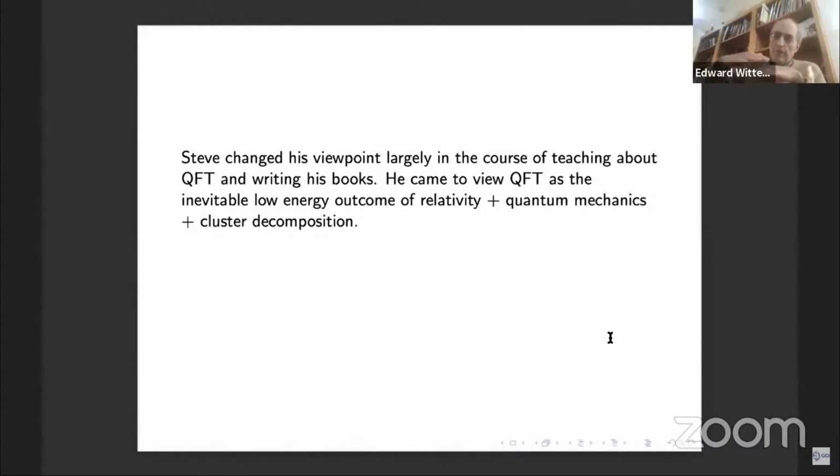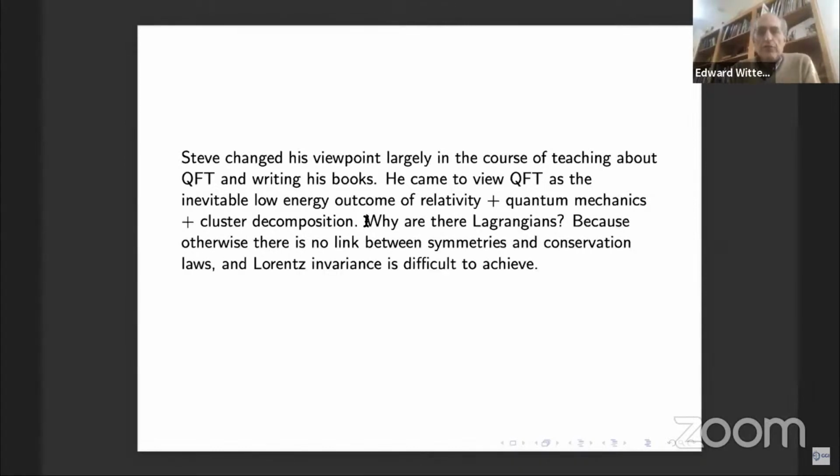So quantum mechanics means that you're going to have a Hamiltonian, a Hilbert space and a Hamiltonian acting on it. But relativity, well, okay, why is the Hamiltonian built as an integral of local operators? Because there has to be another Hamiltonian in a different Lorentz frame. And if you want to have Hamiltonians in different Lorentz frames, or if you want Hamiltonian quantum mechanics to be relativistic and satisfy cluster decomposition, he claims to show that the Hamiltonian has to be the integral of local operators. So you get the structure of quantum field theory. Why are there Lagrangians? Because otherwise there's no link between symmetries and conservation laws, and Lorentz invariance is difficult to achieve.